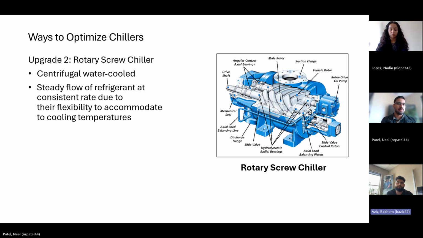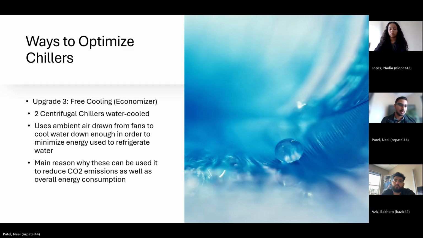And then the other one, we had a rotary screw chiller. Basically, it's generally more cost effective because there are fewer moving components and lower maintenance costs, and they're pretty helpful when you have fluctuating loads, and they accommodate well to cooling temperatures.